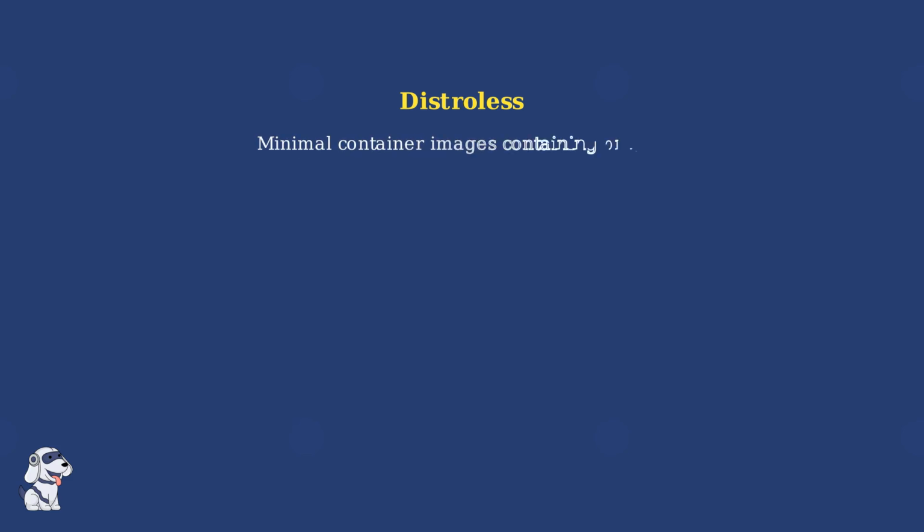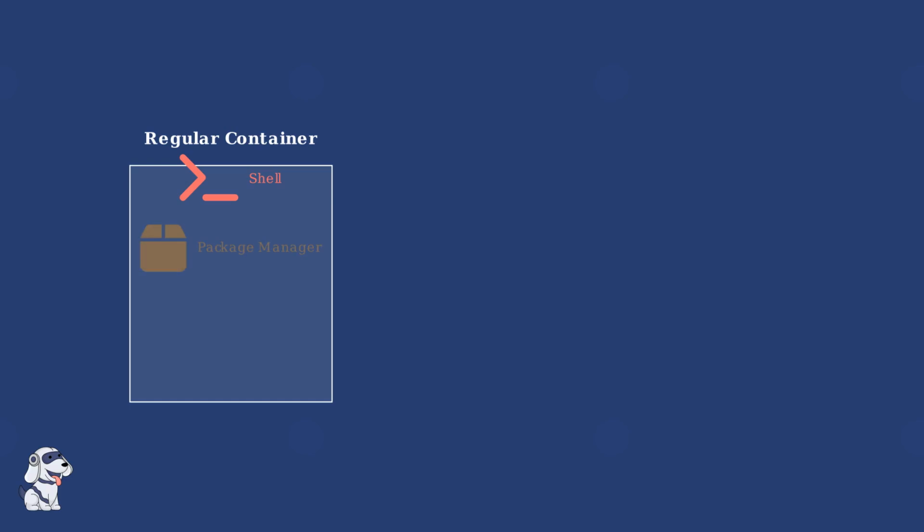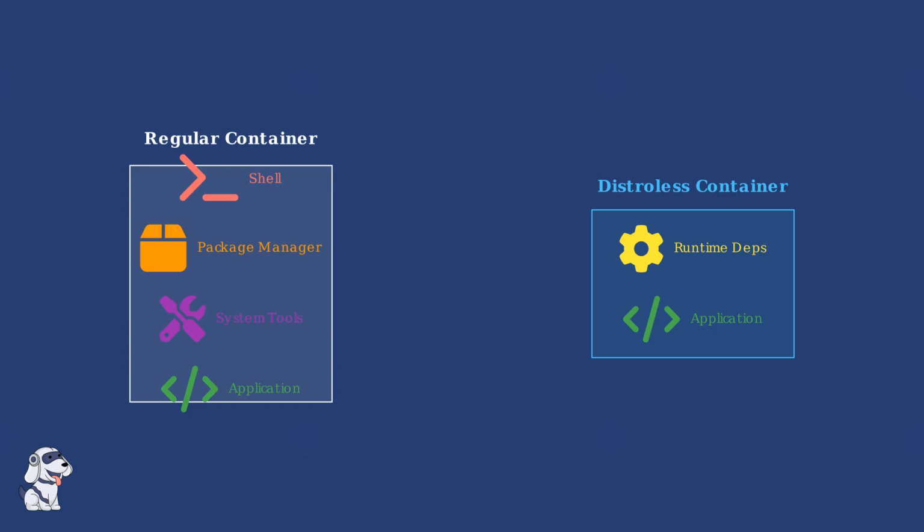Distroless refers to a project that creates minimal container images. These images contain only the essential dependencies required to run an application. Let's compare a regular container with a distroless container. A regular container includes many components like a shell, package manager, and various system tools. In contrast, a distroless container strips away everything unnecessary. It contains only the runtime dependencies and your application. No shell, no package manager, no extra tools.